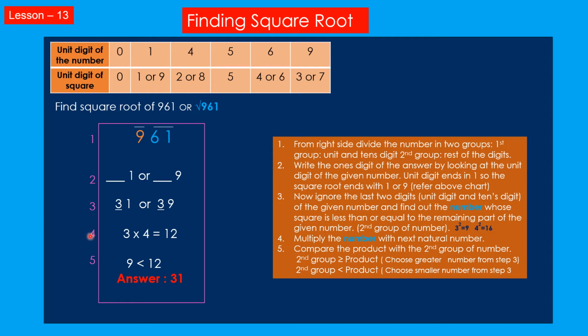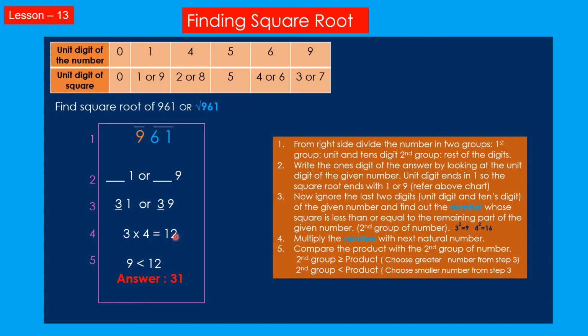So let's see what we do at step 4: multiply the number 3 with the next natural number, that is 4. You get 12. Then you compare this number 12 with the second group, that is your number 9. You compare this product with the number 9. If the second group, that is 9, is more than or equal to the product, that is 12, you choose the greater number from step 3. And if the second group is less than the product, you choose the smaller number from step 3.